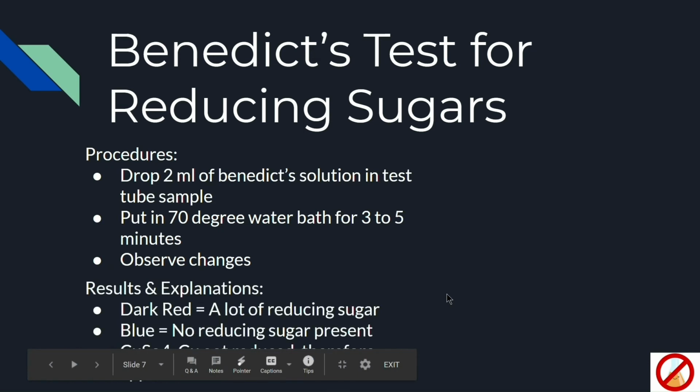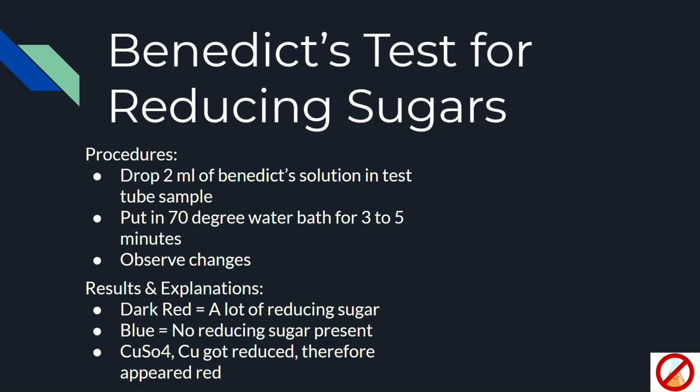The result is basically, if we see a dark red solution, it symbolizes a lot of reducing sugar. And if the solution did not change color, which maintains blue, we will categorize it as not much reducing sugar present. The reason is because Benedict solution is basically copper sulfate, CuSO4. Once the copper gets reduced, it shows a reddish color. We call these reducing sugars because they have the ability to reduce copper. And once copper gets reduced, the solution will appear red.